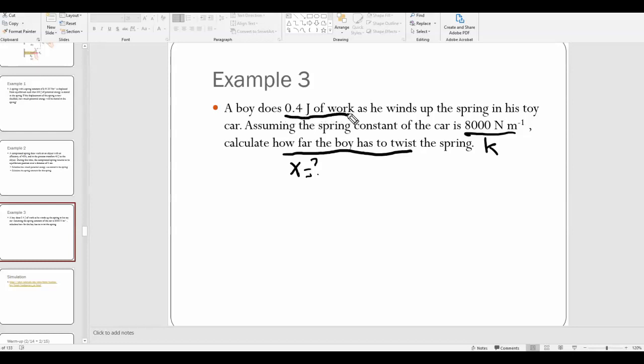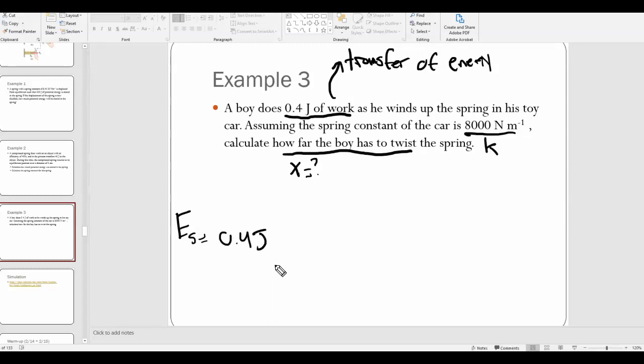This is partially a concept question. Remember, work is the transfer of energy. So when it says the boy does 0.4 joules of work, that means he is adding 0.4 joules of energy to the spring. Then you have to ask, what type of energy does the spring gain as a result of that work? Well, clearly it gains spring potential energy. So he does work on the spring, he adds energy from his body into the toy car, and now the spring potential energy is 0.4 joules.